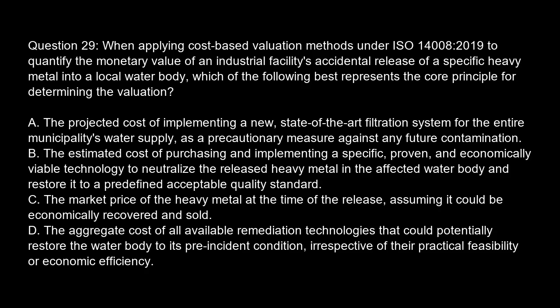Option A. The projected cost of implementing a new, state-of-the-art filtration system for the entire municipality's water supply as a precautionary measure against any future contamination. Option B. The estimated cost of purchasing and implementing a specific, proven, and economically viable technology to neutralize the released heavy metal in the affected water body and restore it to a predefined acceptable quality standard. Option C. The market price of the heavy metal at the time of the release, assuming it could be economically recovered and sold. Option D. The aggregate cost of all available remediation technologies that could potentially restore the water body to its pre-incident condition, irrespective of their practical feasibility or economic efficiency.